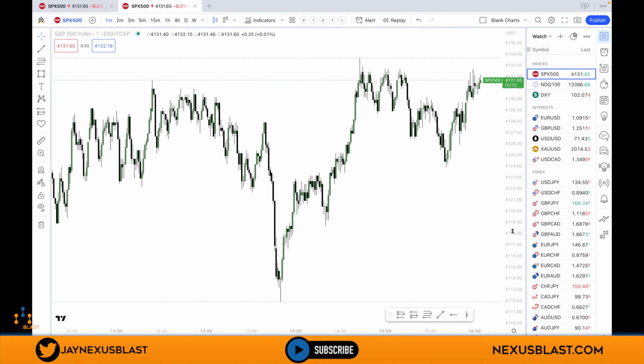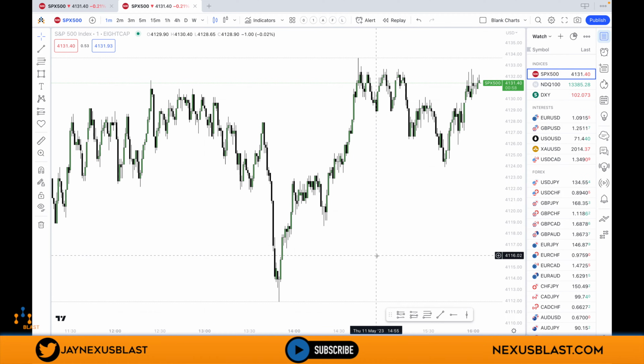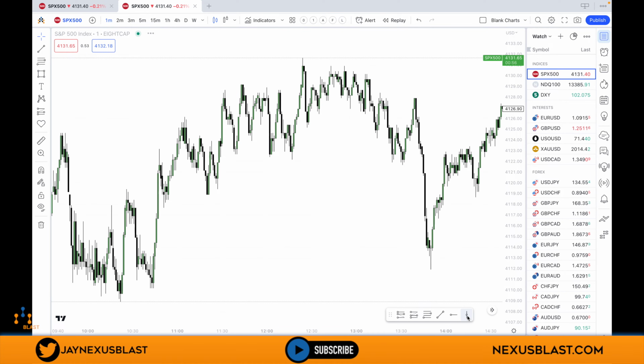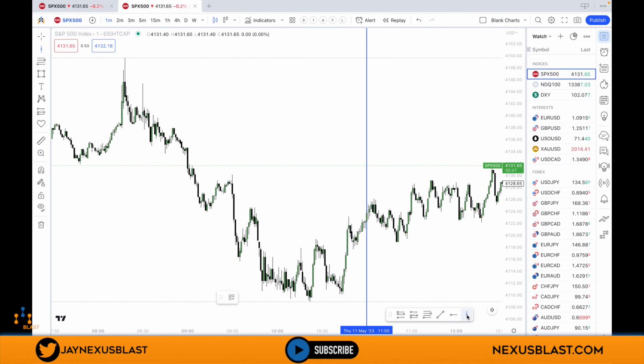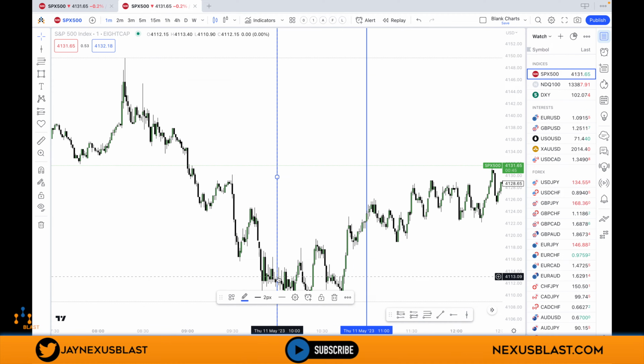What's going on, guys? Some of you have been asking, how do you chart for the ICT Silver Bullet New York session? So I'm going to show you right here what I do. We'll take today as an example. So you would basically mark out the 11 o'clock and the 10 o'clock time frames.